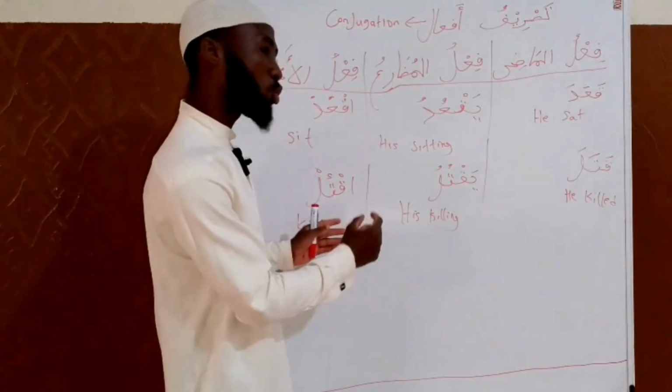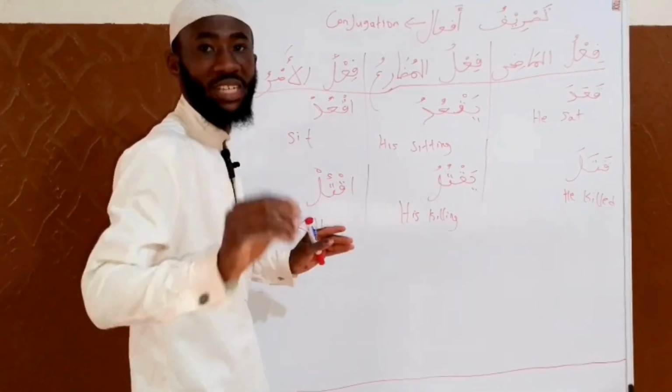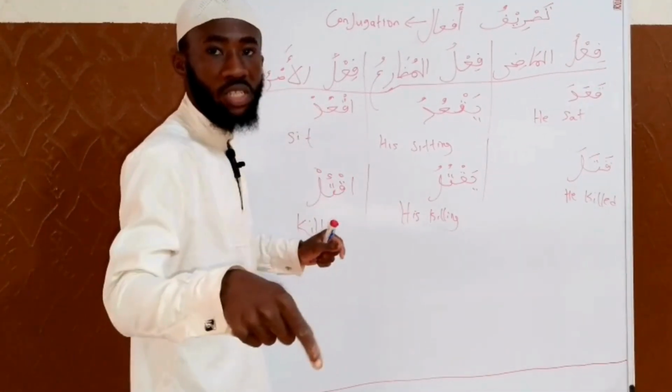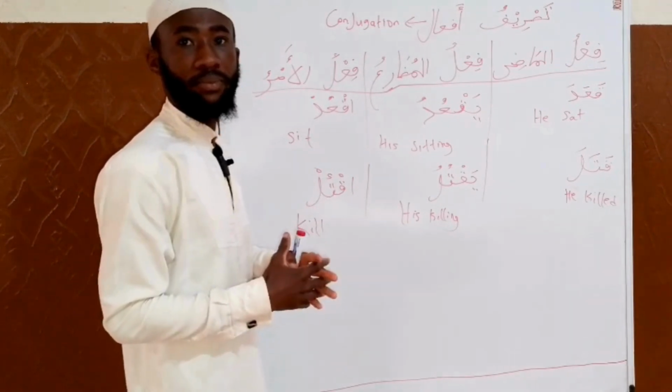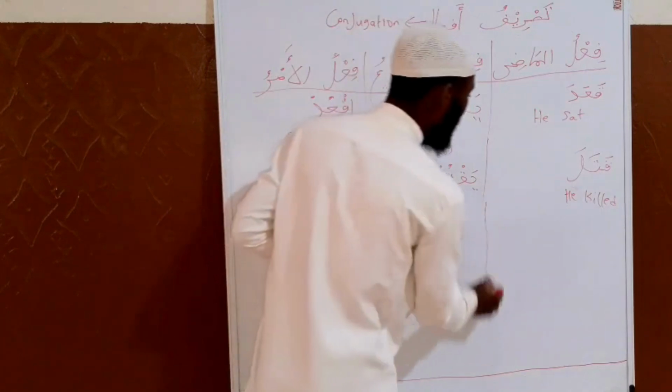Then fi'l amr, which is uqtul. That's the fi'l amr. So that is what we meant by conjugation. That is changes that occur in verbs.